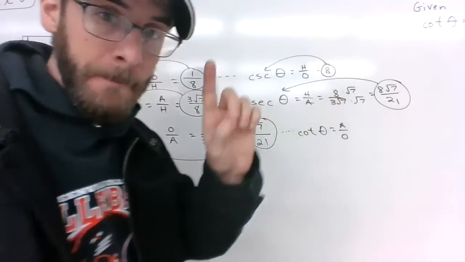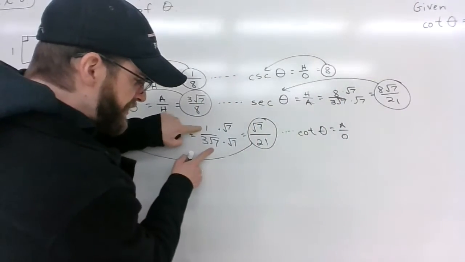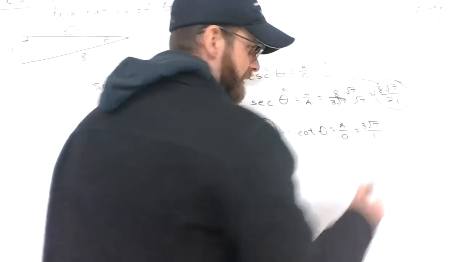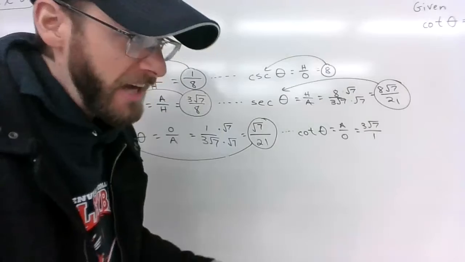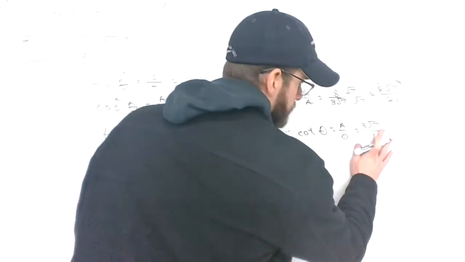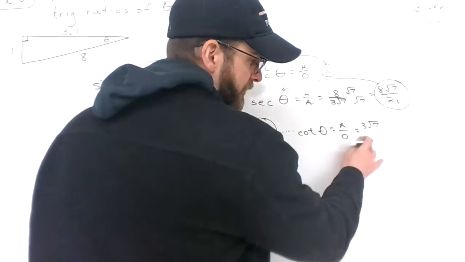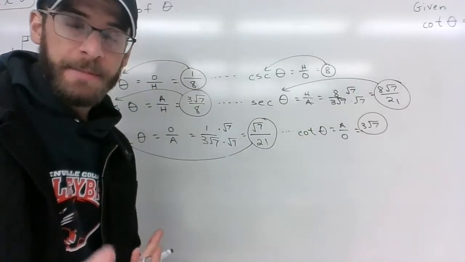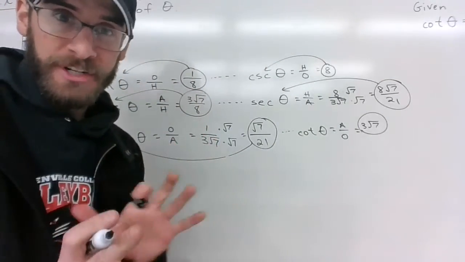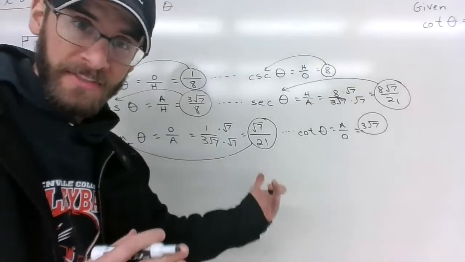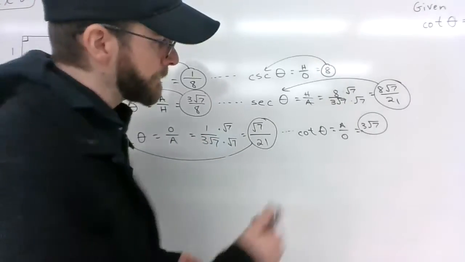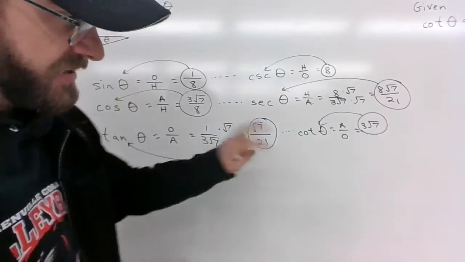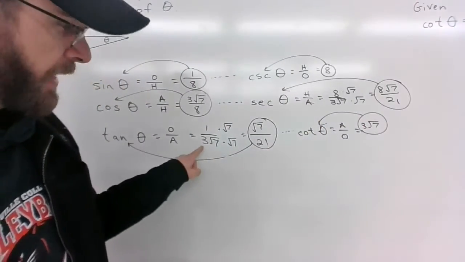rationalization process. But 3 root 7 over 1, that doesn't need to be rationalized. In fact, anything divided by 1 is just itself. So keep that in mind, that you can save yourself a lot of time and reduce potential error, right? Because the more steps you put in there, the higher the probability you're going to make a mistake. And just say, okay, opposite over adjacent flipped. Maybe it was easier to go back to the original.